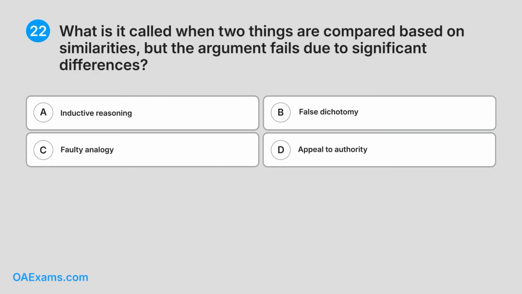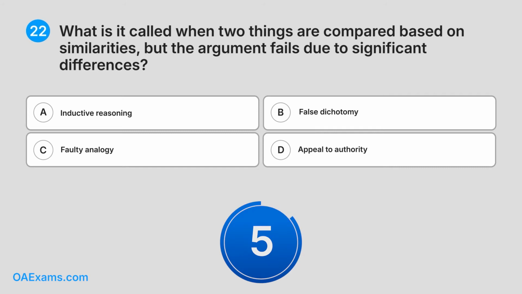22. What is it called when two things are compared based on similarities, but the argument fails due to significant differences? A. Inductive reasoning. B. False dichotomy. C. Faulty analogy. D. Appeal to authority. Do you know the answer?